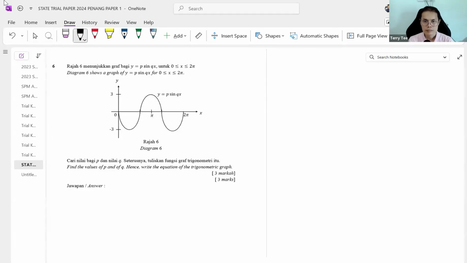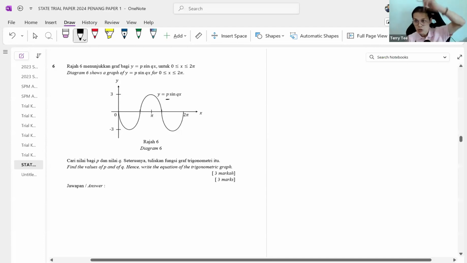Okay, question number 6. This is from Form 5, Chapter 6, Trigonometry, and it's also related to the graph. Here we are given the graph of y equals p sine qx for x between 0 and 2 pi. You're supposed to find the values of p and q, and then write the equation of the trigonometric graph.